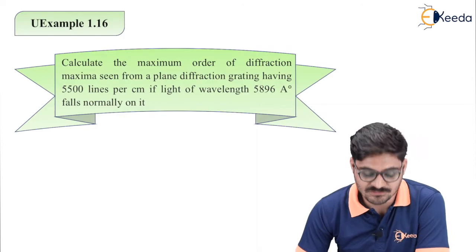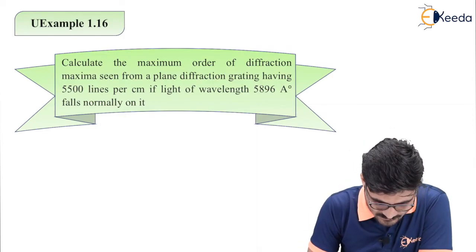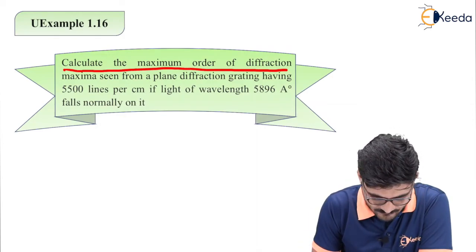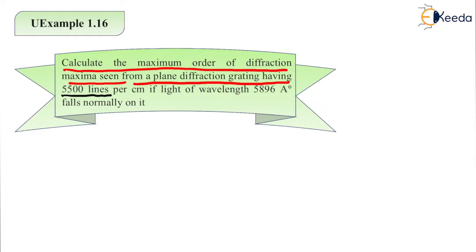So the next numerical is also a previous year asked question. Calculate the maximum order of diffraction maxima seen from a plane diffraction grating having 5500 lines per centimeter if light of wavelength 5896 Armstrong falls normally on it. So a numerical like this we have seen earlier also, right? What is to calculate? Maximum order of diffraction, right? And for that, what is the given data?